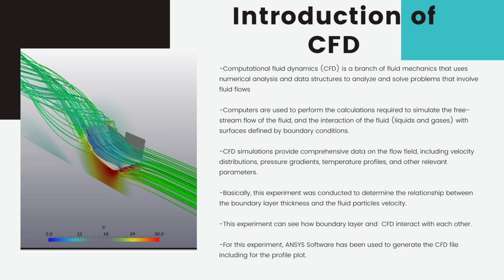CFD simulation provides comprehensive data on the flow field, including velocity distributions, pressure gradients, temperature profiles, and other relevant parameters. Basically, the experiment was conducted to determine the relationship between the boundary layer thickness and the fluid particle velocity. The experiment can show how the boundary layer and CFD interact with each other. For this experiment, ANSYS software has been used to generate the CFD file, including the profile plot.